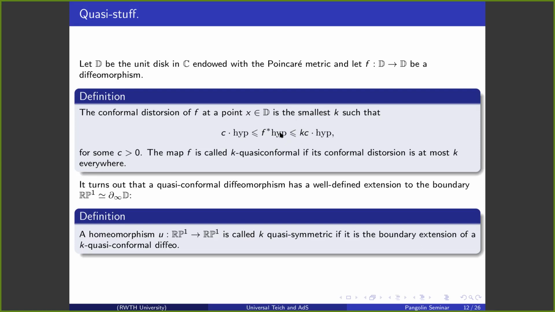But it's not always true that you can do that all over the disk, right? Because the disk is open, so this constant k might blow up. And if it does not blow up, if it stays bounded by k, you call the diffeomorphism quasi-conformal, or even k-quasi-conformal, just to remind the constant k. Right, and it's a fact that this sort of quasi-conformal diffeomorphism extends to the boundary, and the boundary value, you call that a quasi-symmetric homeomorphism of the disk.